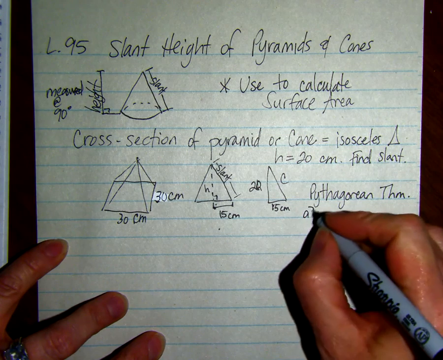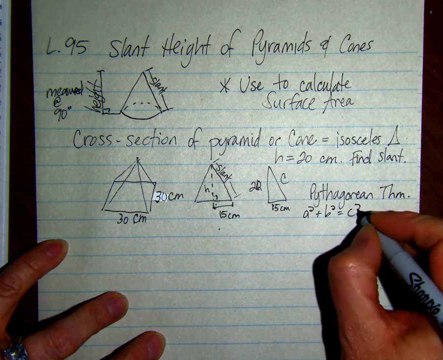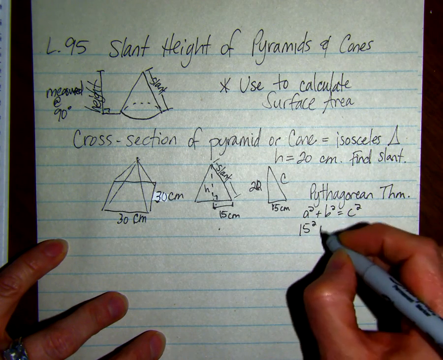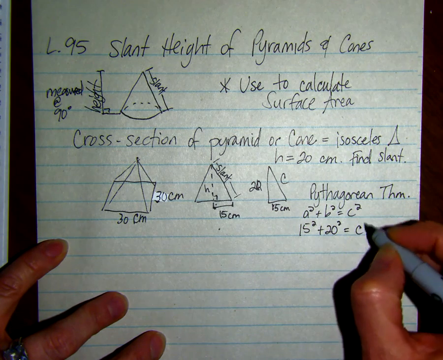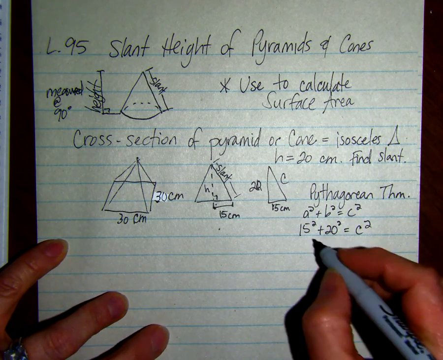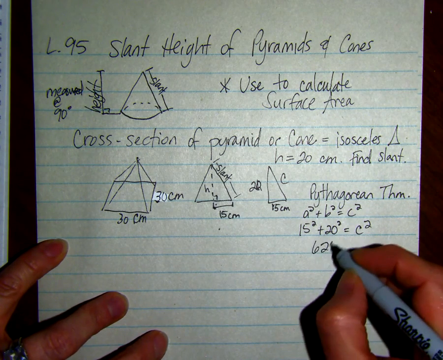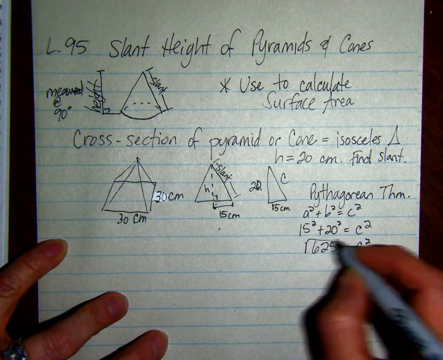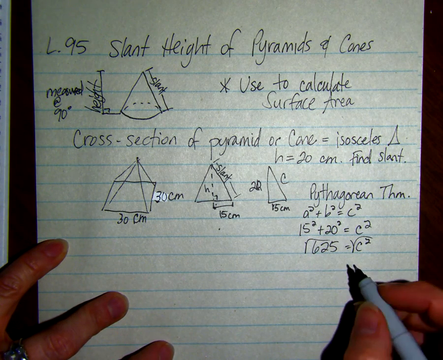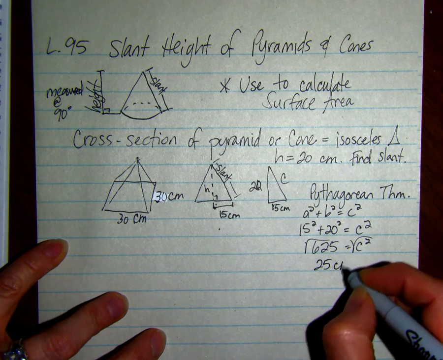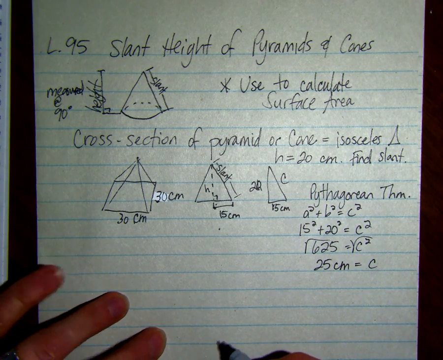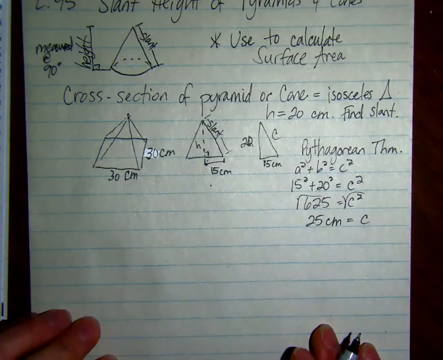So we have a squared plus b squared equals c squared. So we do 15 squared plus 20 squared, so we have 625 equals c squared. We have to take the square root of both sides, which is 25 centimeters. So the slant height would be 25 centimeters.